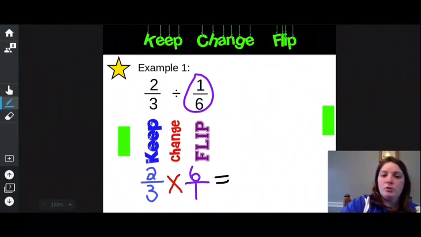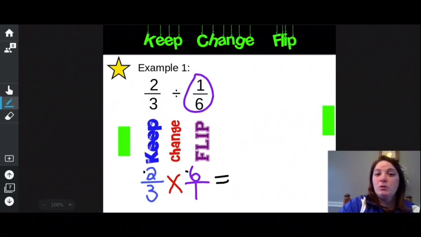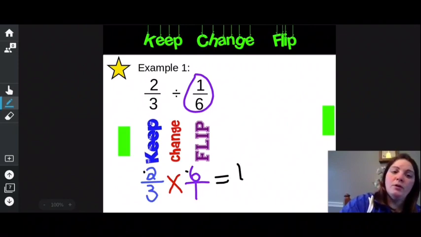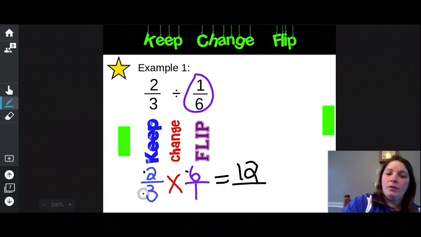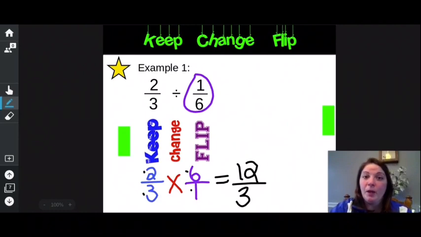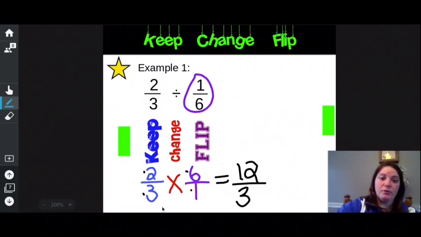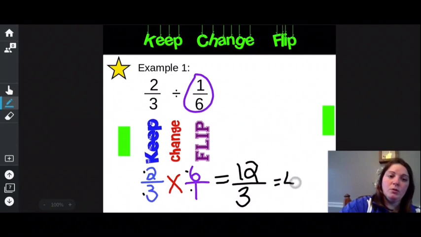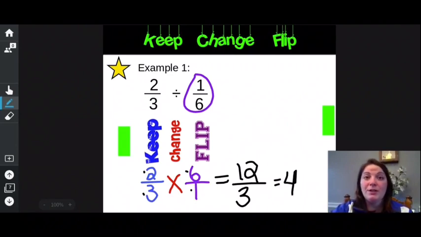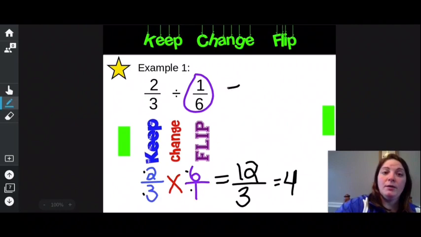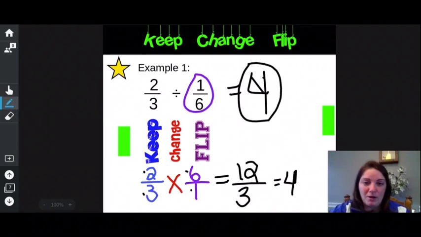Multiplying my numerators. 2 times 6 equals 12. And 3 times 1 equals 3. Let me make sure this is simplified. 12 divided by 3, or 12/3, is actually equal to 4. So 2/3 divided by 1/6 equals 4.